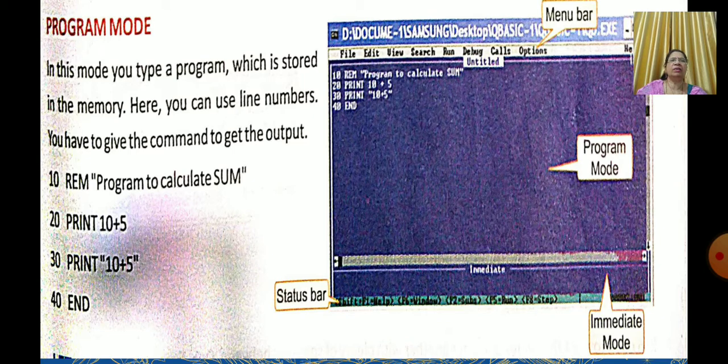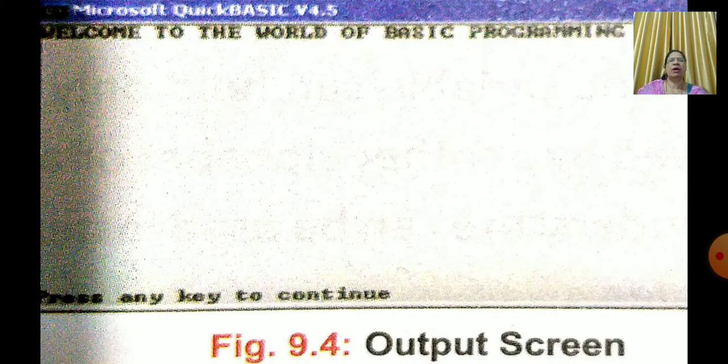We will start with the line numbers. Okay, and we will write Qbasic commands. The commands we will learn later. So Qbasic commands. Now after writing the programs, you want to run the program. So how will you run? You want to see the output.